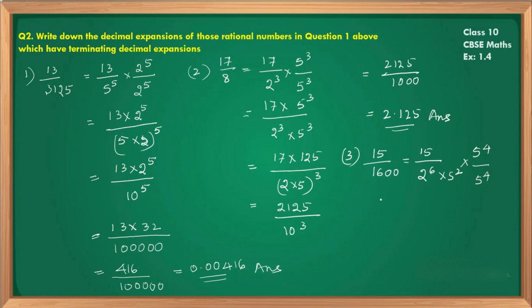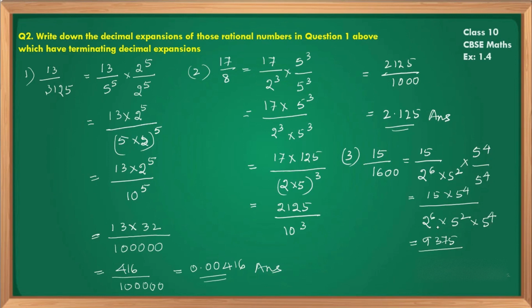This will be the way to solve this. The next step is 15 into 5 to the power 4 upon 2 to the power 6 into 5 square into 5 to the power 4. The next step is 15 and 5 to the power 4 will give you 9375. And in the denominator you have 2 and 5 and 5.